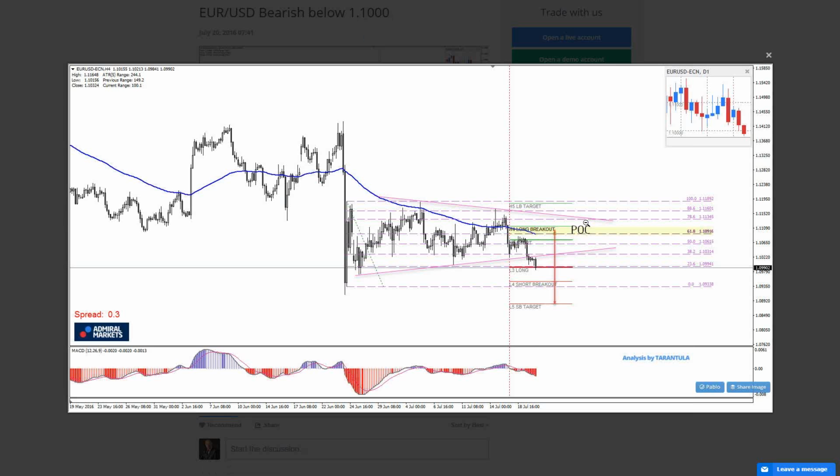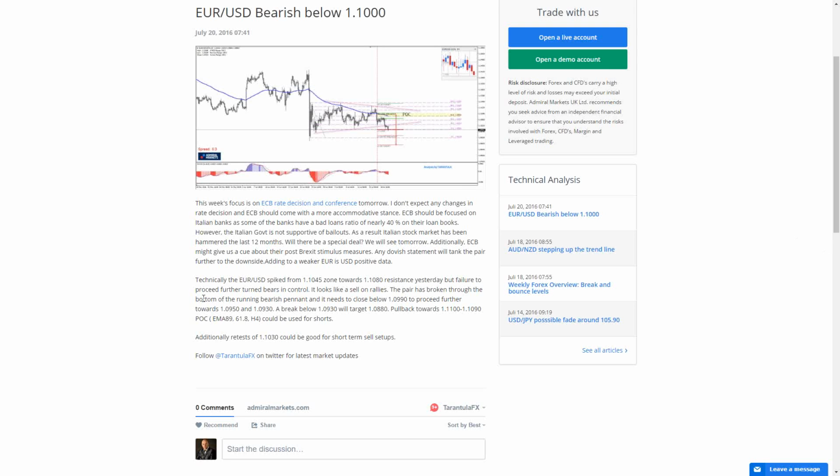For example, if you take a look at this one, this was the analysis I did yesterday, and here the exact thing, it was POC. So if we see a jump on POC, you should actually short it because this is the spot to go down. And additionally, I wrote a retest of 1030 could be good for short-term sell setups. And if you follow these advices, simply in euro dollar, you could have made like, I don't know, 50, 60 pips easily.